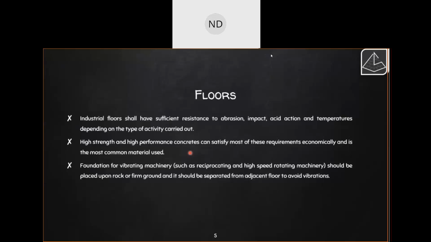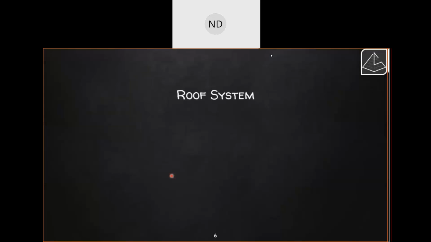Foundations for vibrating machinery, such as reciprocating and high-speed rotating machinery, should be placed upon rock or firm ground, and should be separated from the channel flow to avoid vibrations. In most cases where machinery is founded, this is done separately from the structure, because these vibrations will cause the flooring to crack or can even hamper the structural integrity.